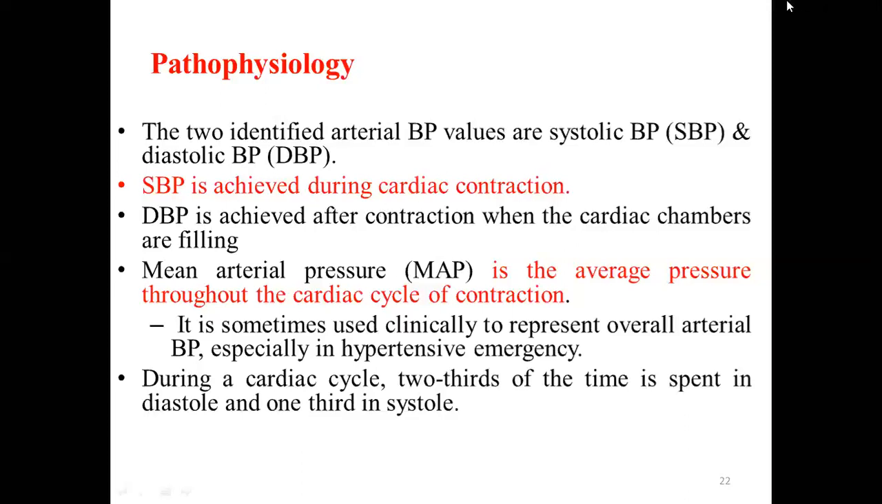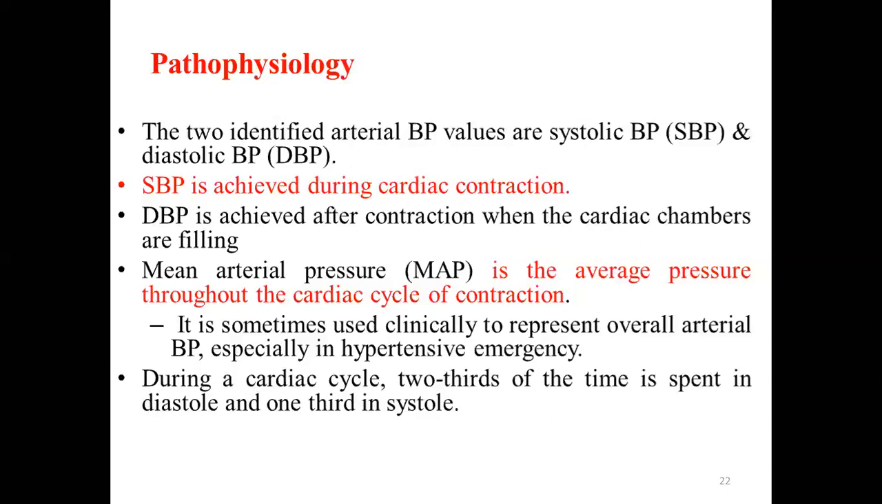Then there is one condition known as mean arterial blood pressure. This mean arterial blood pressure is just the average pressure throughout the cardiac cycle. Most of the time, it is very important in the management of emergencies. We'll discuss hypertensive emergencies toward the end. Basically, when we're managing a hypertensive emergency, we mostly use the mean arterial blood pressure.